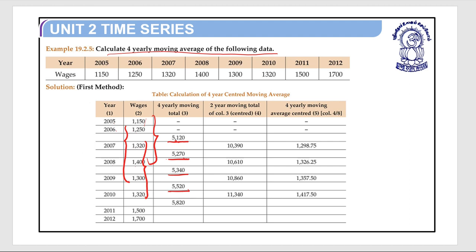Same way for 5820: 1300, 1320, 1500, 1700.